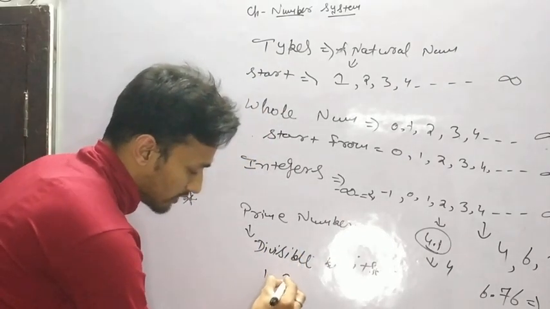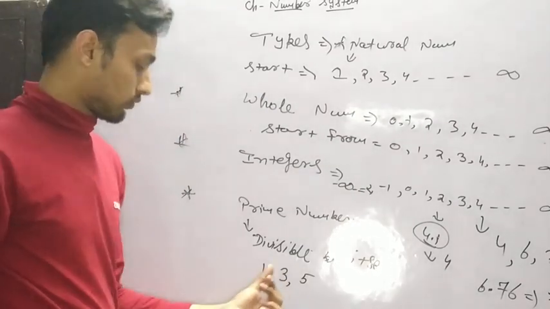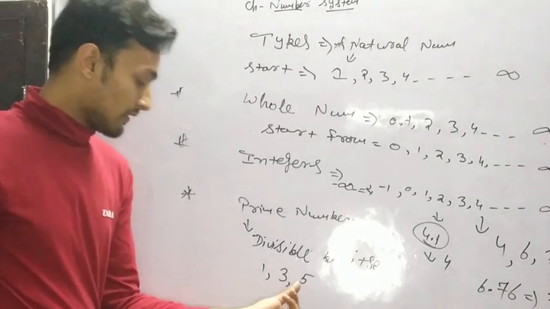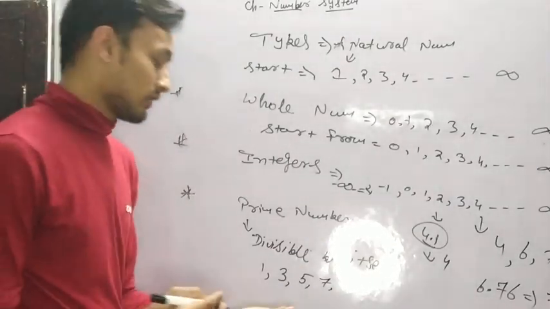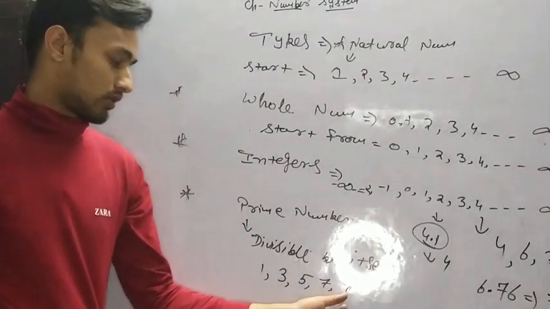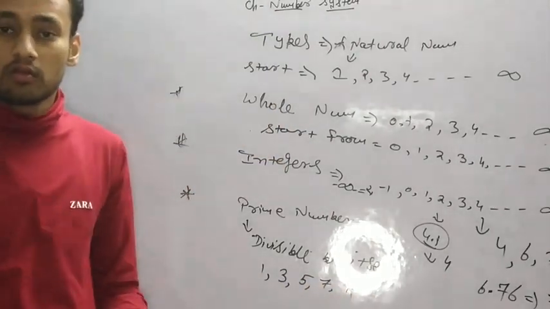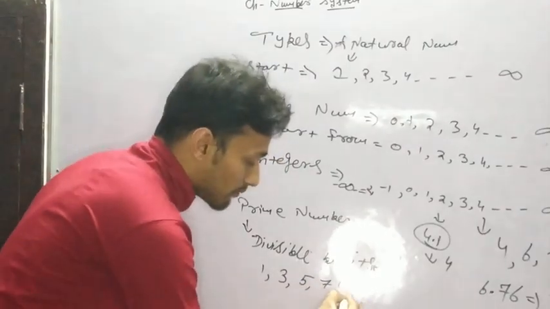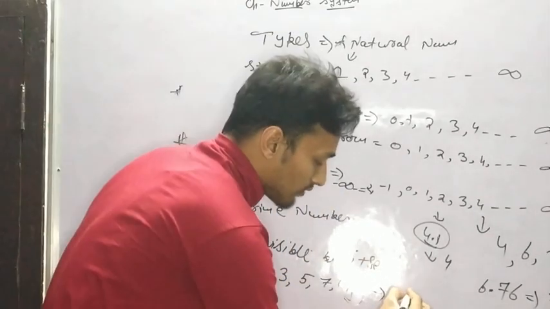1, 3, 5, 7 are prime because each is divisible by itself only. Let us take an example, 9. Is 9 a prime number or not? Some confusion might be there. So friends, it is not a prime number because it can be divided by 3. 9 can be divided by 3.